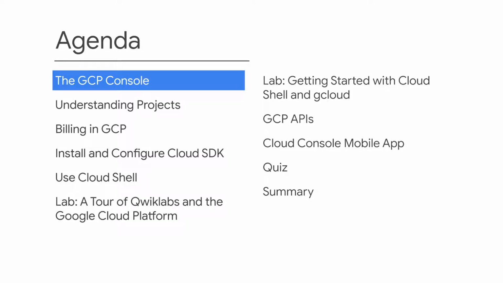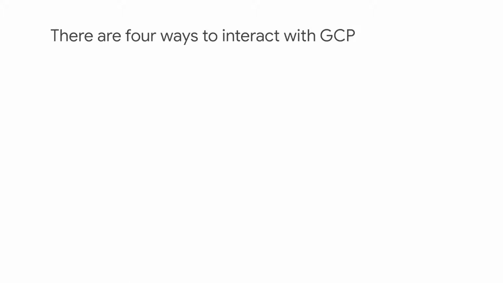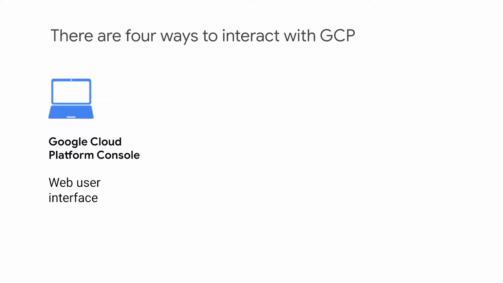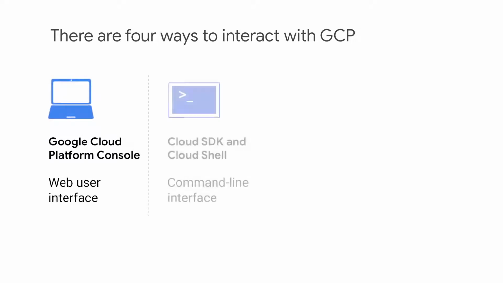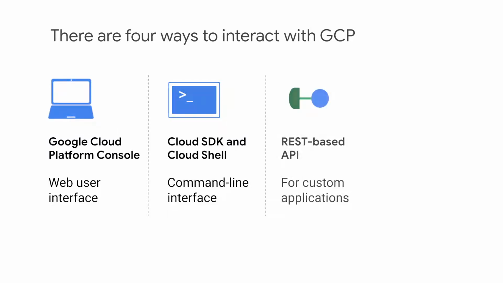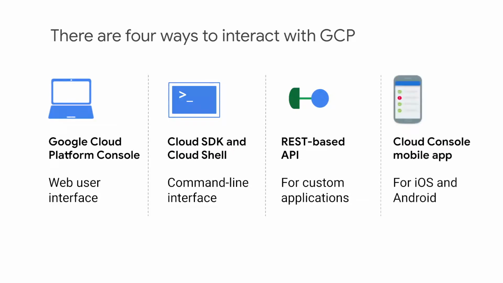Let's start with our first topic, the GCP Console. There are 4 ways you can interact with Google Cloud Platform, and you'll be introduced to each in turn. The GCP Console, which provides a web UI, the Cloud SDK and Cloud Shell, which provide a range of command line tools, APIs for custom applications, and the Cloud Console mobile app.